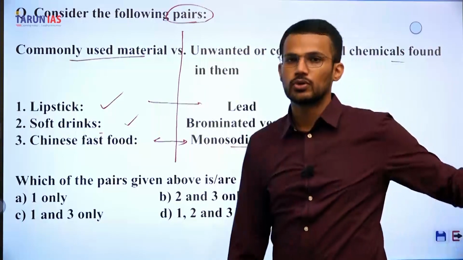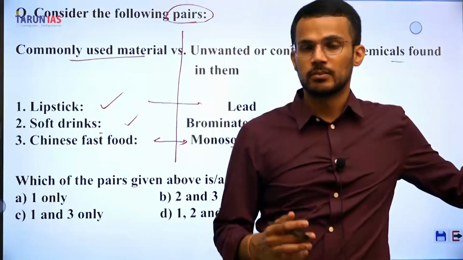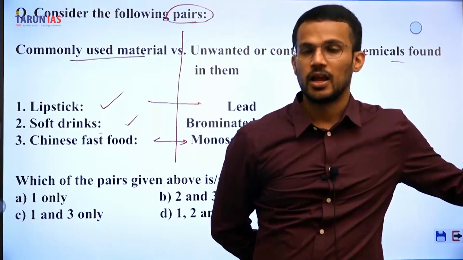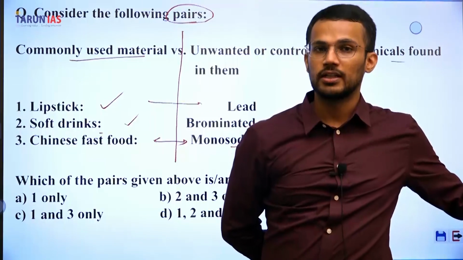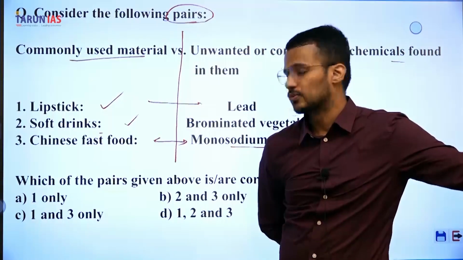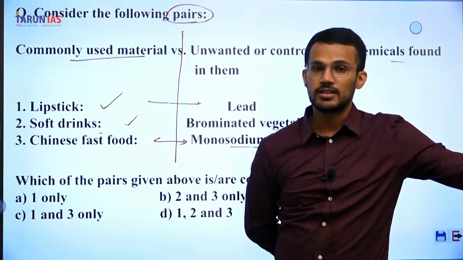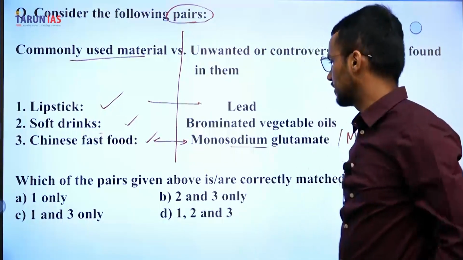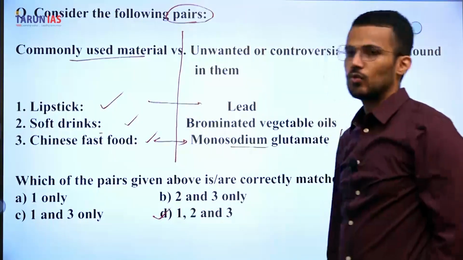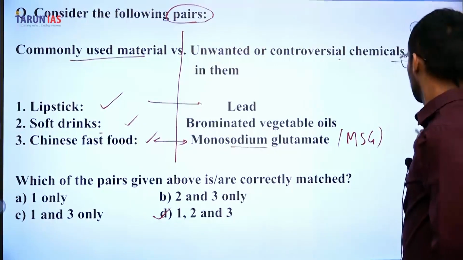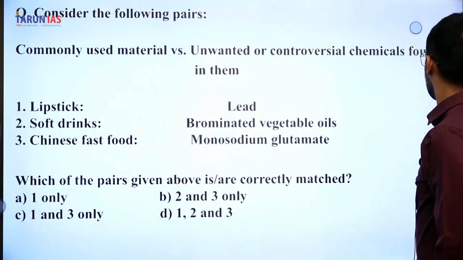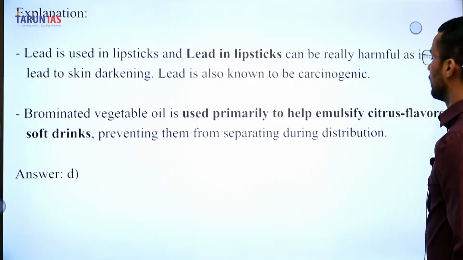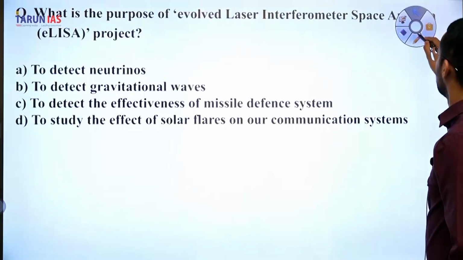Yes, monosodium glutamate is found in some Chinese fast food, for example, the controversy related to Maggi, and monosodium glutamate is used in these food materials as a taste enhancer, right? So the third statement is also correct, and hence the answer is D, 1, 2 and 3. Right, so the answer is D. Next question now.